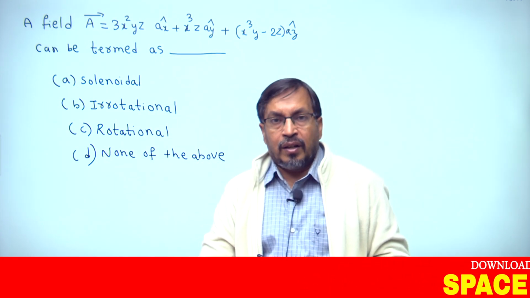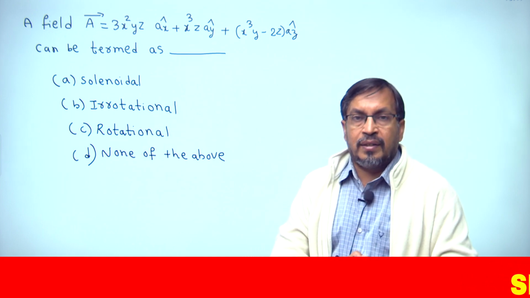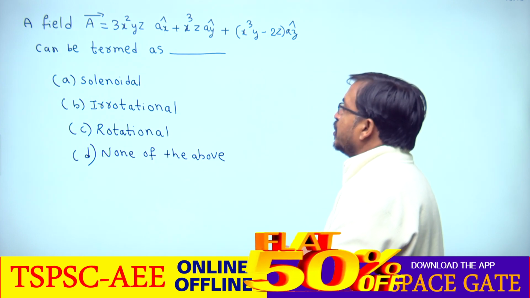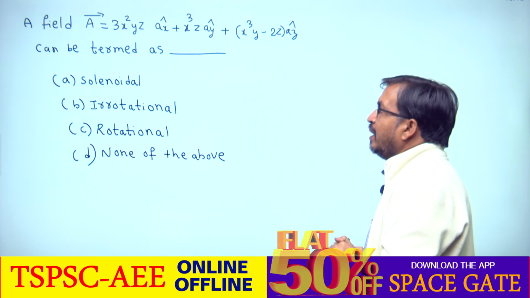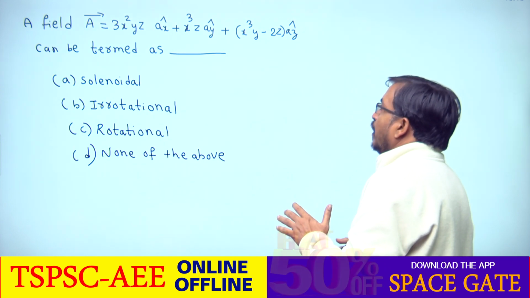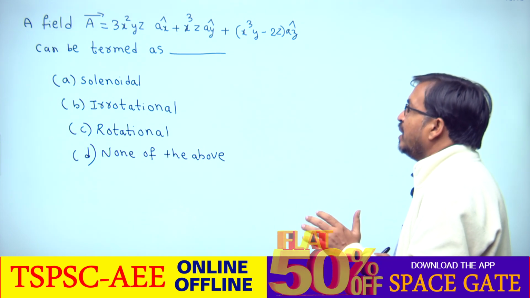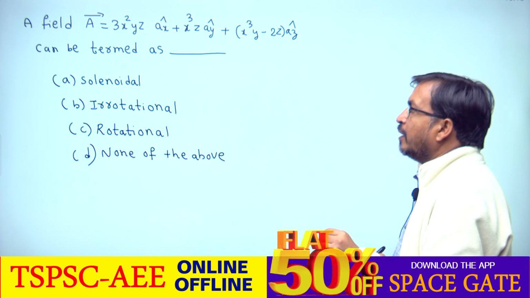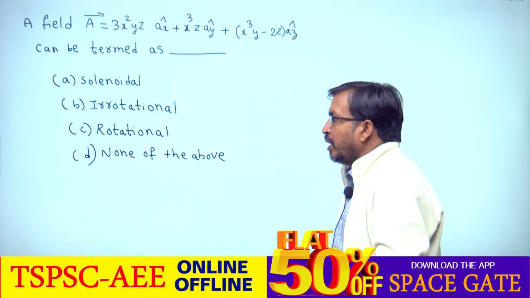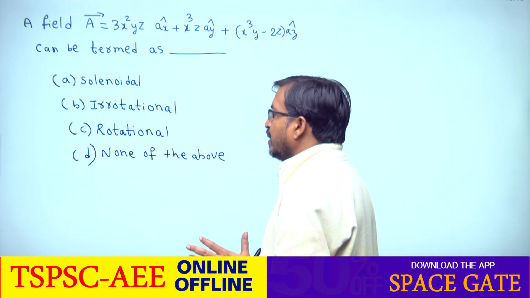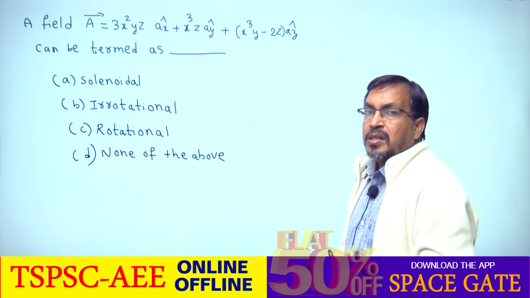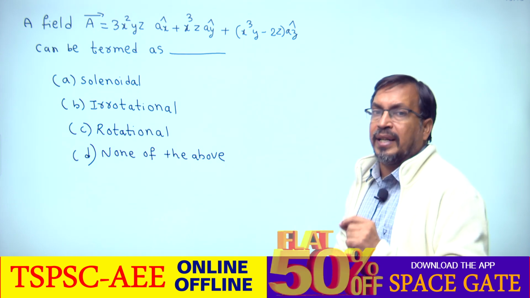Now I am explaining one more question in vector analysis. A field A bar equals 3x square yz ax cap plus x cube z ay cap plus x cube y minus 2z az cap can be termed as: A solenoidal, B irrotational, C rotational, D none of the above. So here you remember 2 points.